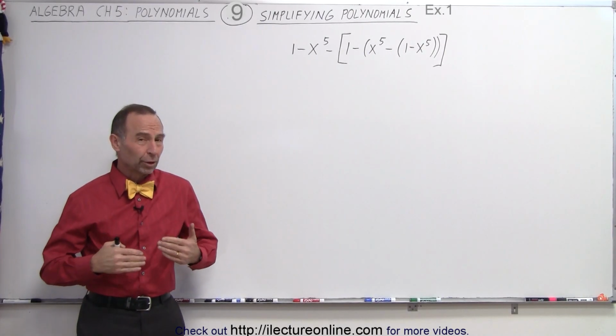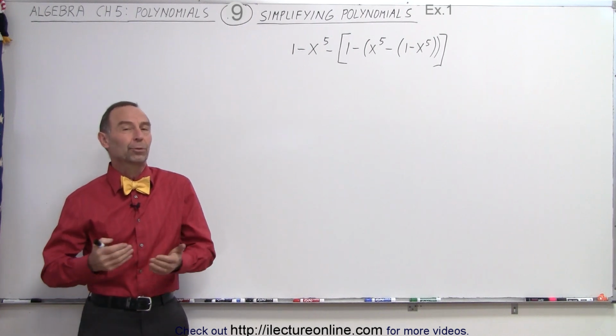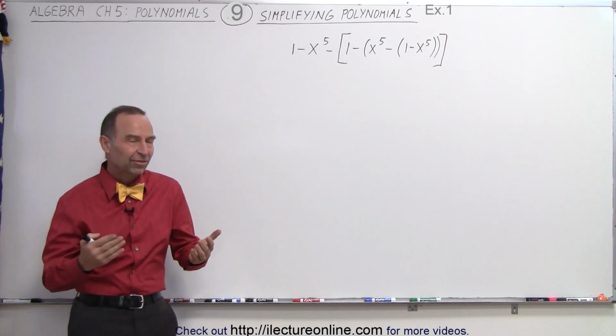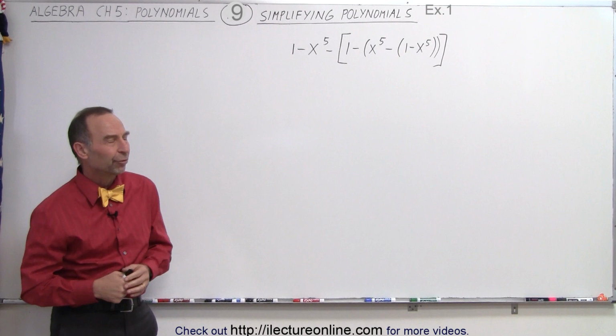A big part of working with polynomials is knowing how to put them in a simpler form. In other words, simplifying an expression like this. We have nested parentheses, we have brackets. How do we rewrite that in a simpler form?